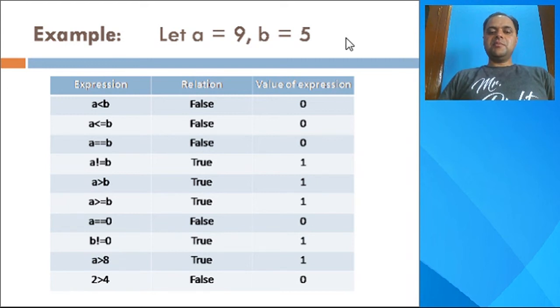b is not equal to 0. So b is 5. So b is not equal to 0. This is true. So the relation is true. The value of the expression is 1. a is greater than 8. So the value of a is 9. So a is greater than 8. It's true. So the value of the expression is 1. 2 is greater than 4. So 2 is not greater than 4. 2 is less than 4. So this is false. The relation is false and the value of the expression is 0. So this is how we can calculate the relation between expressions and the value of the expression.